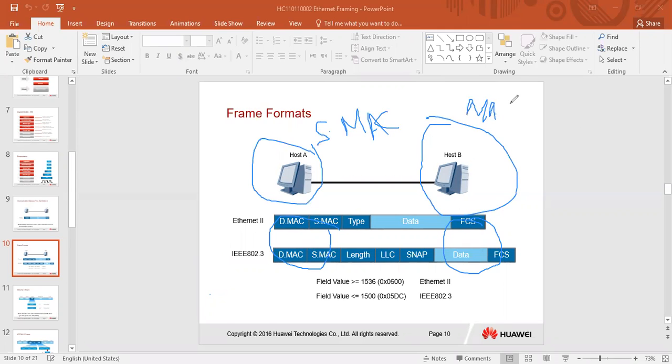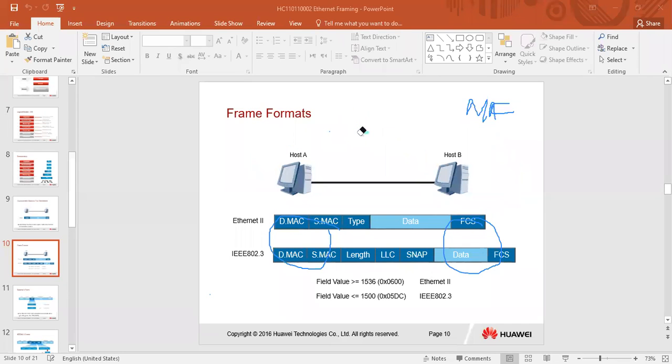What is MAC address? Media access control. Okay, as you all know, NIC, I think you all know the point where you connect your Ethernet cable, that point is called your NIC. What is NIC? NIC, network interface card. Okay, it is a physical addressing.